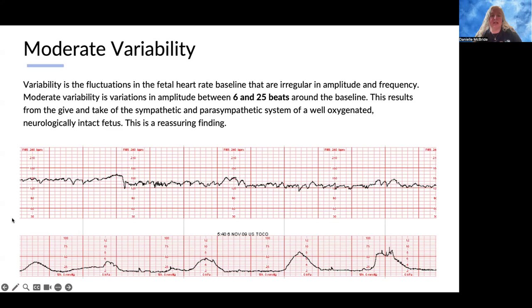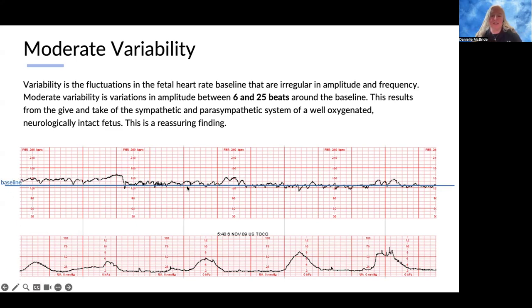So we're going to look first at the baseline. The baseline is where the heart rate is hanging out most of the time. And we really would like the baseline to be within the normal range for a fetus, which is between 110 and 160 beats per minute. So here's our baseline.